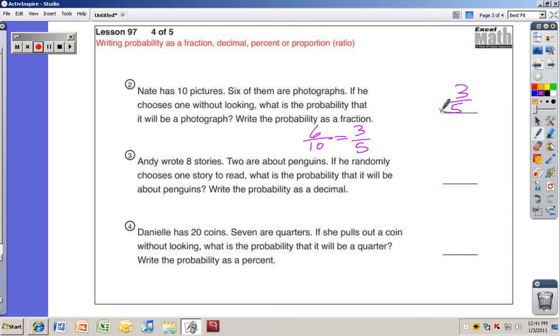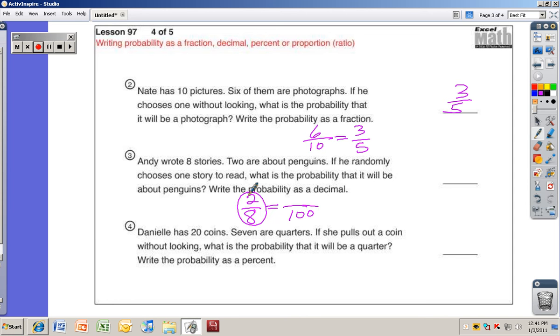Andy wrote 8 stories. 2 are about penguins. If he randomly chooses one story to read, what is the probability it will be about penguins? Write the probability as a decimal. He wrote 8 stories, and 2 are about penguins. So the fraction that we have is 2/8. Now how can I change 8ths into tenths? I can't. Can I change 8 into hundredths? Can't do that as well.